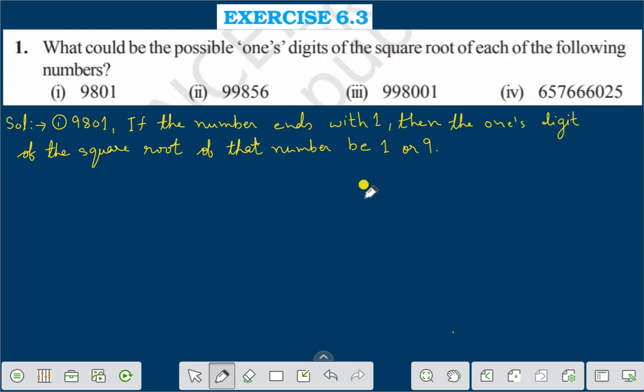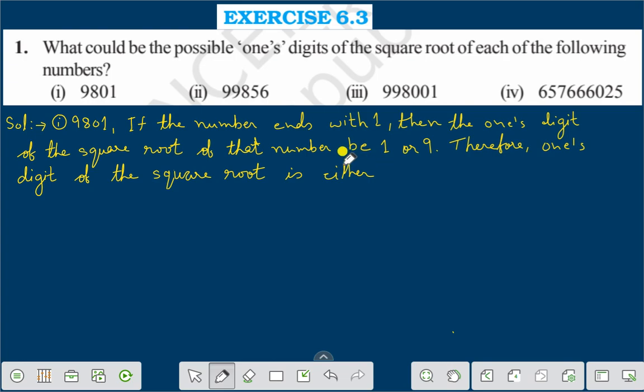Therefore, the ones digit of the square root of 9801 is either 1 or 9, right?